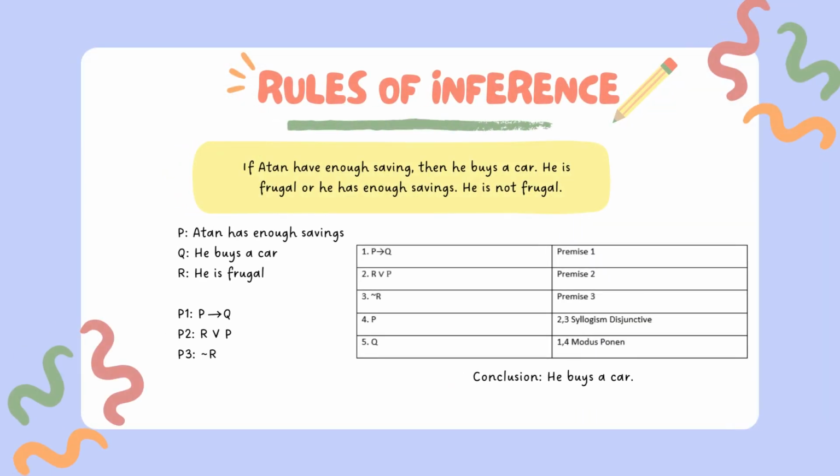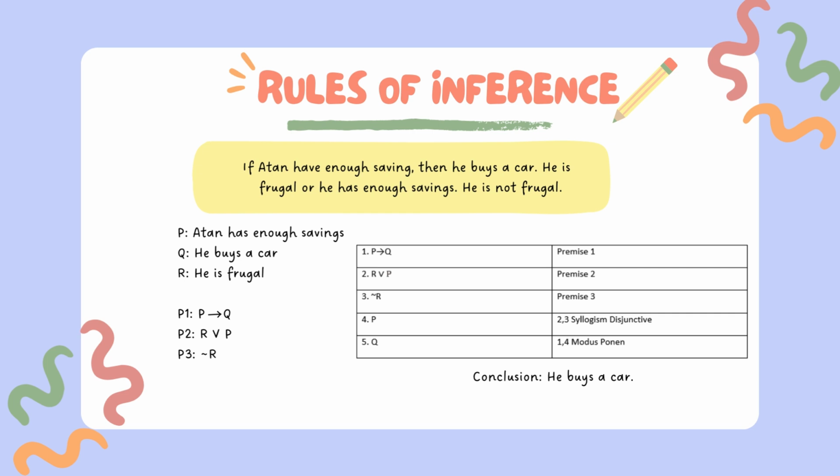For the rules of inference example, we have: if Atan has enough savings, then he buys a car. He is frugal or he has enough savings. He is not frugal. For P, Q, and R, we conclude that P is Atan has enough savings, Q is he buys a car, and R is he is frugal. For the premises, premise 1, P implies Q, premise 2, R or P, and lastly premise 3, not R.